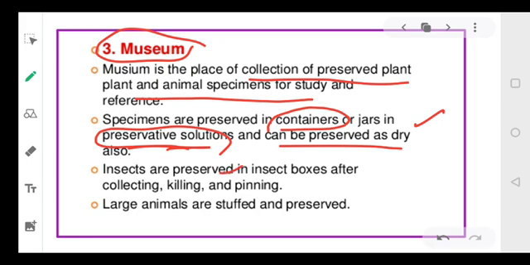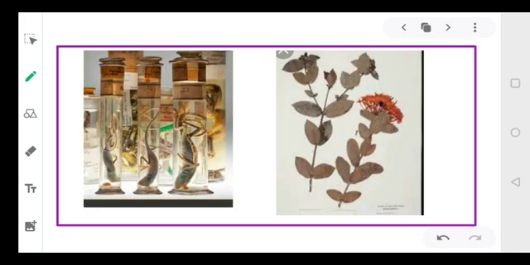Insects are also preserved in insect boxes by collecting, killing, and pinning them. So the animals are killed and pinned. Large animals are stuffed and preserved. देखिए, अगर हम बड़े बड़े जानवर हैं जैसे lion है, tiger है, they are killed. So their skin is stuffed with cotton and something like that, and their skin is preserved. Their look is preserved.